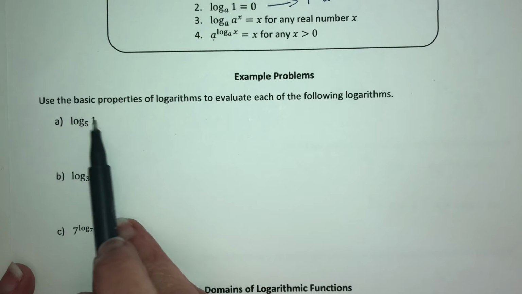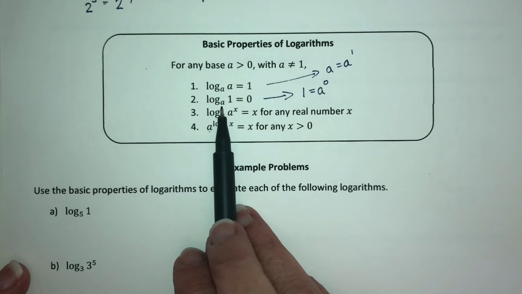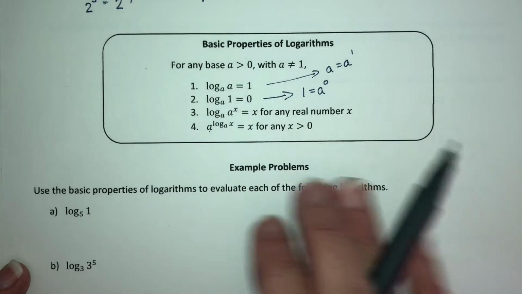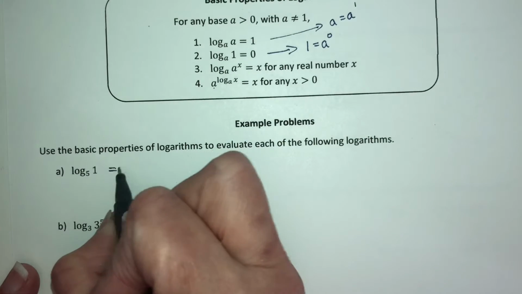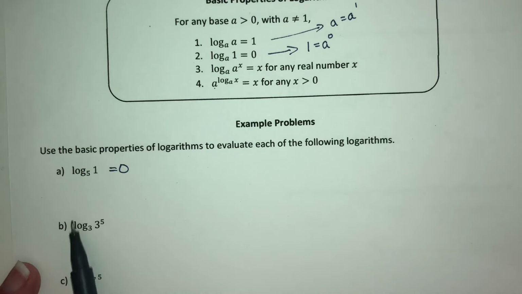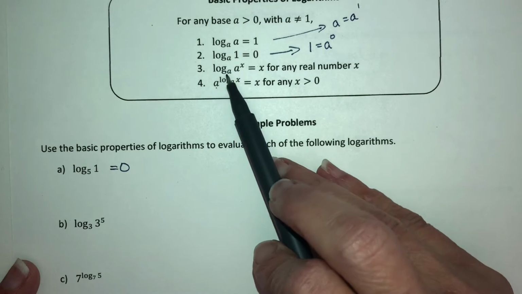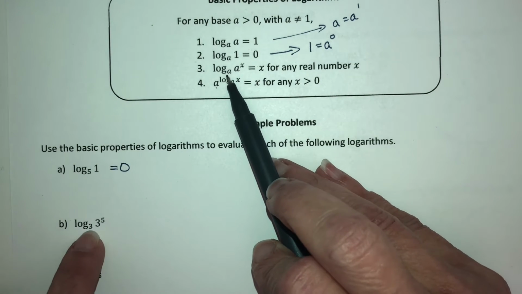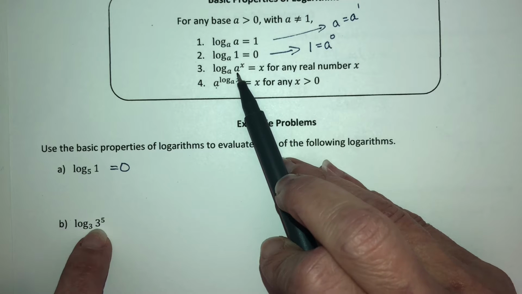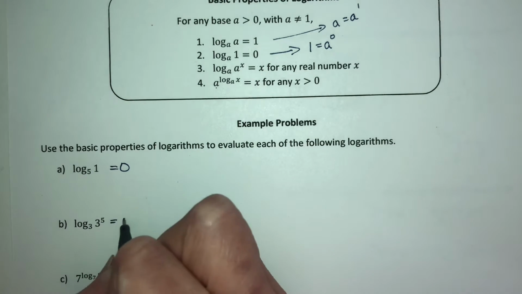Log base 5 of 1. Log base anything of 1 is equal to 0. So that's 0. Log base 3 of 3 to the 5th power. We have a base 3 on our log and a base 3 on the exponential, so our answer is x. This is simply 5.